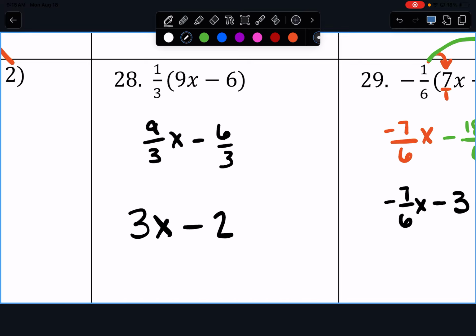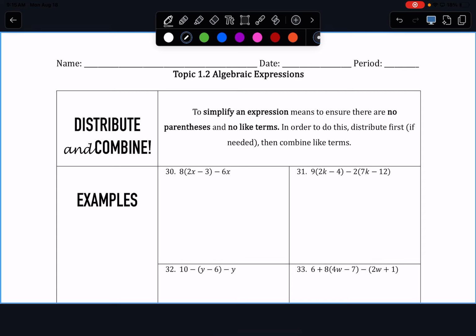So now we're going to actually look at the next page. Sometimes in order for us to simplify an expression, that means first we're going to have to distribute so that we can combine like terms. As long as there's a parentheses there, we cannot combine any like terms. We have to get rid of that parentheses first. So we're going to look at some of these.